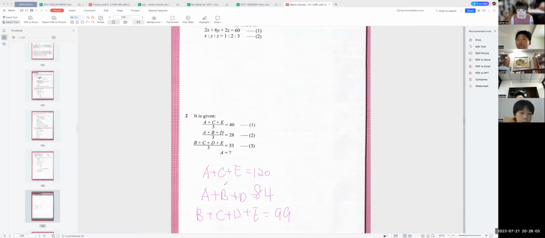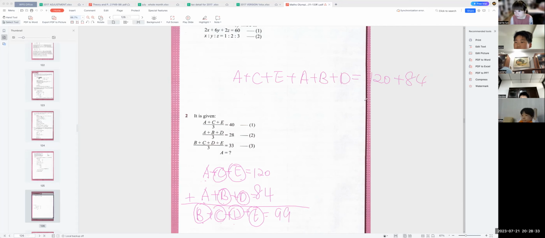So now I'm going to think about it. For equation 1, we have C, E, A. And for equation 2, we have B, D, A. But for equation 3, we have B, C, D, E. So if you take a look, we have B here, C here, D here, and E here. So what I'm going to do is add these two together. So A + C + E + A + B + D equals 120 + 84, correct? Luciana? So the answer is 204 equals 2A + B + C + D + E. Everybody, do you know this part?